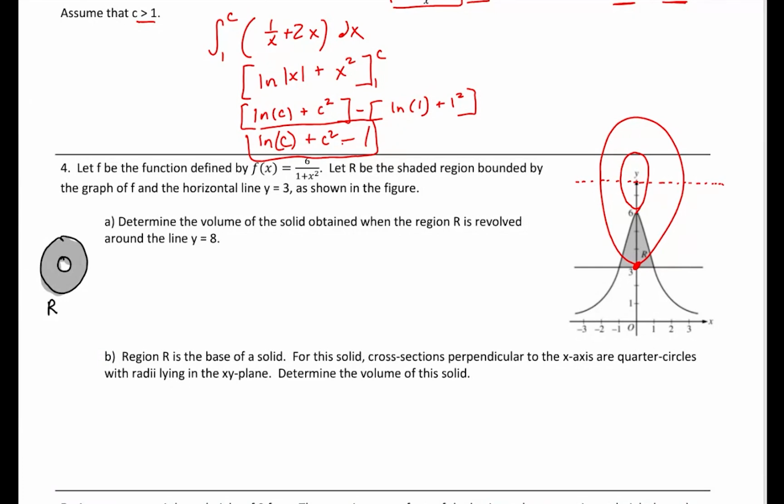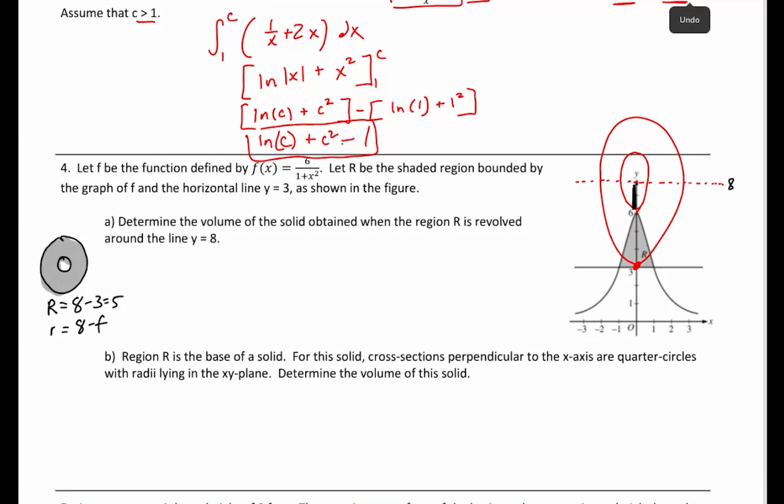The big radius is going to be 8 minus the value of this function f. So big R is going to be 8 minus f. And then little r will be this distance right here. Oh, hang on. I got that backwards. Gosh, I said it right, but I don't know why I did that. The little r is going to be 8 minus f. Big R is just going to be 8 minus 3, which of course is 5. That's going to be constant. Basically the distance between here and here is going to be 5.